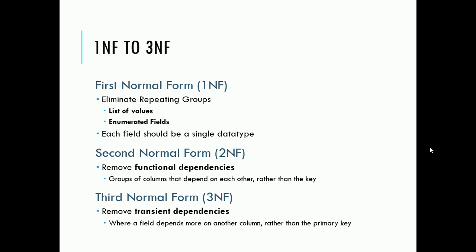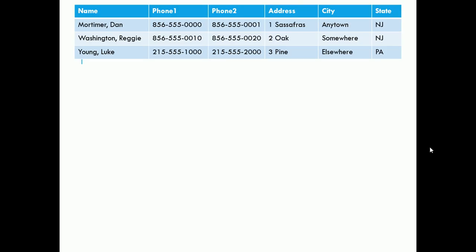So let me just show you, in the real world, how would I do this? Let's say I've got a table of students, right? So I've got some students in my class and I've got a little spreadsheet, and this is what it looks like. So I've got their name, their phone number, then I have a second phone number, their address, the city, and the state.